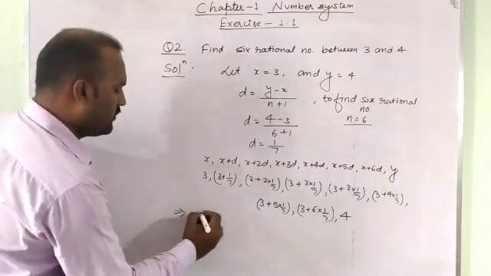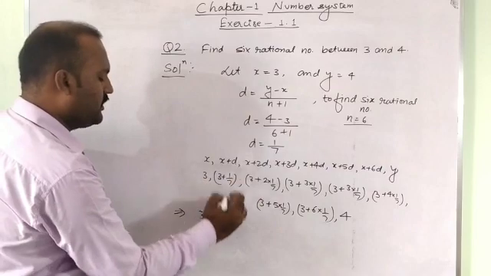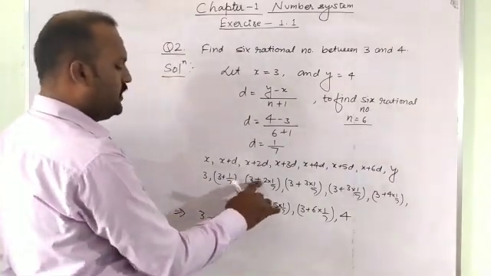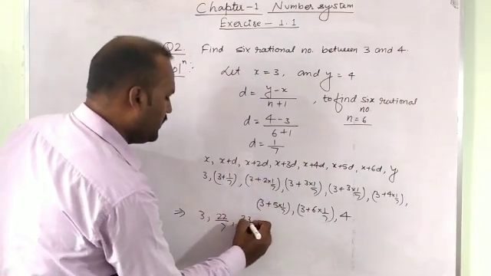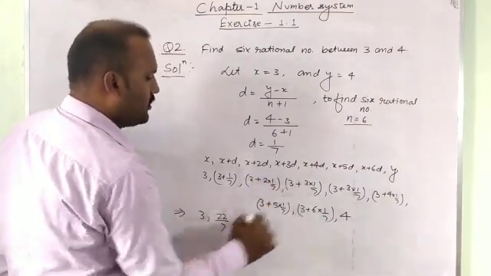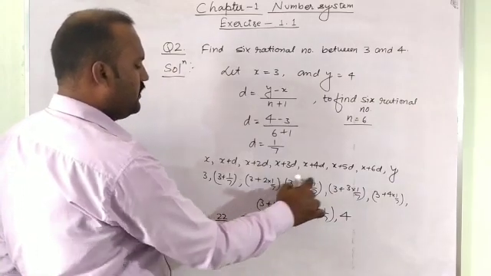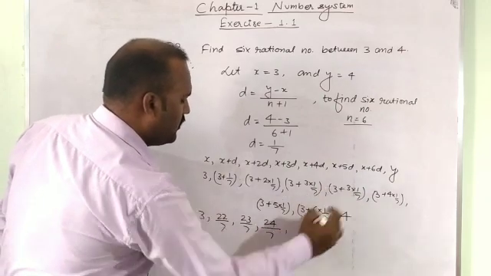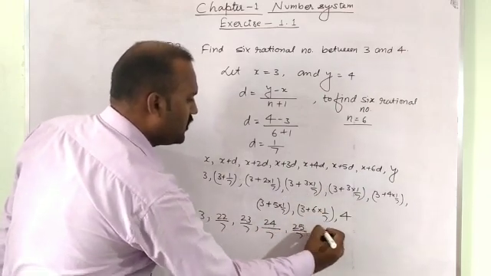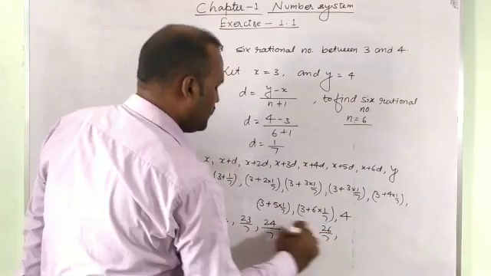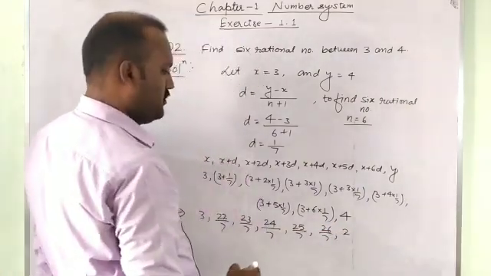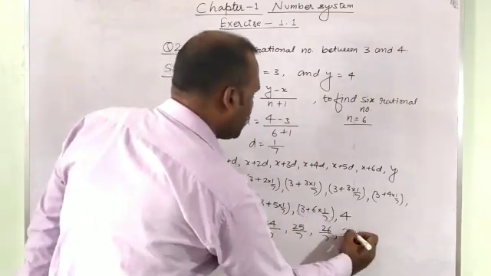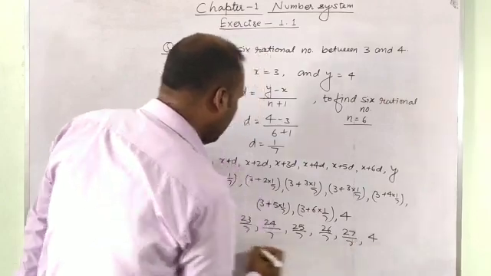After this you will get 7 threes are 21, 22/7, then 23/7, then 24/7, now solve this, 25/7, 26/7, and 27/7, and last you will get 4. This will be your answer.